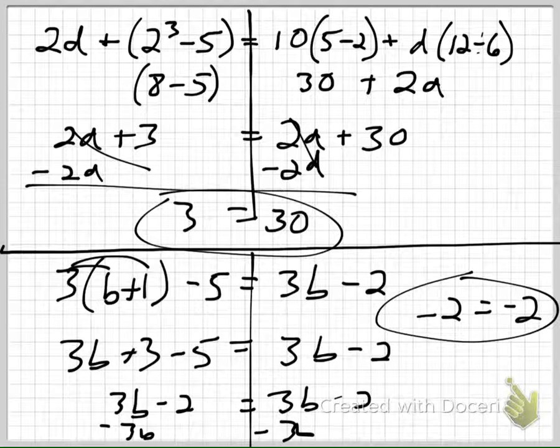Does that make sense? Take your time on both sides, simplify both sides, and you should know what to do. Okay? All right, let me give you your homework.